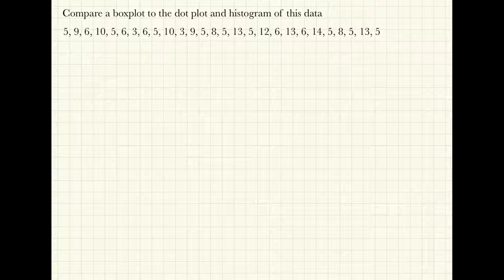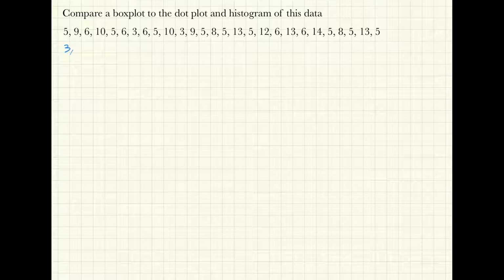to have to arrange these numbers from smallest to largest, because that's going to help us find the 5-number summary, because that's what a box plot requires. So let's go ahead and do that now. Let's find the lowest number, which will be a 3. It looks like it only occurs twice.